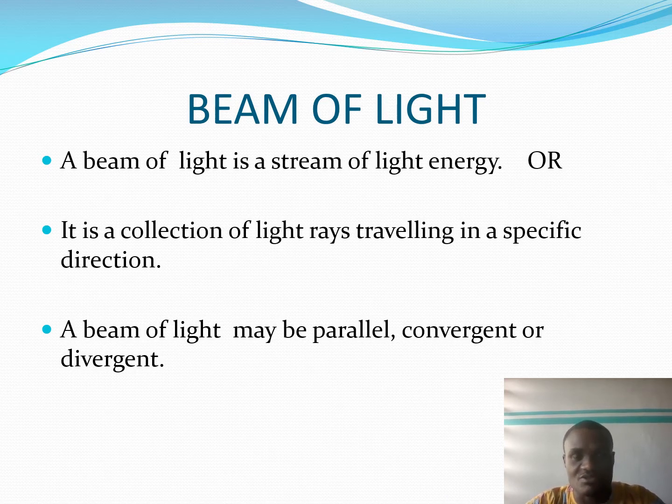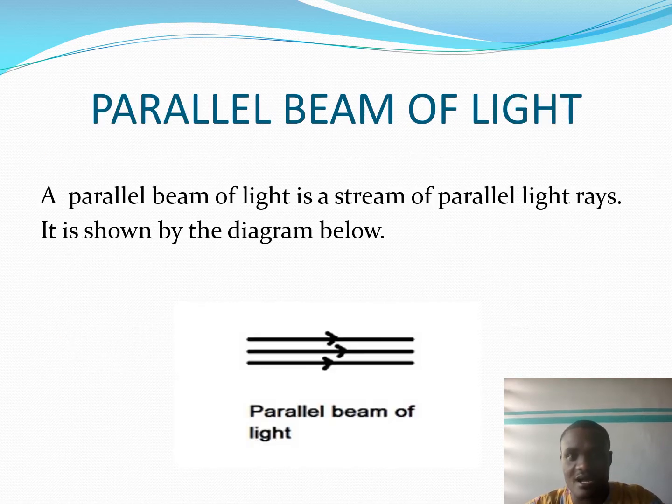A beam of light is also a stream of light energy, or it is a collection of light rays traveling in a specific direction. A beam of light may be parallel, convergent, or divergent. Let's look at the parallel beam of light. We said a parallel beam of light is a stream of parallel light rays, which is shown in the diagram in this slide.